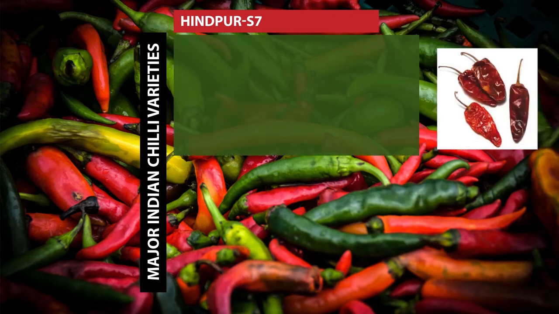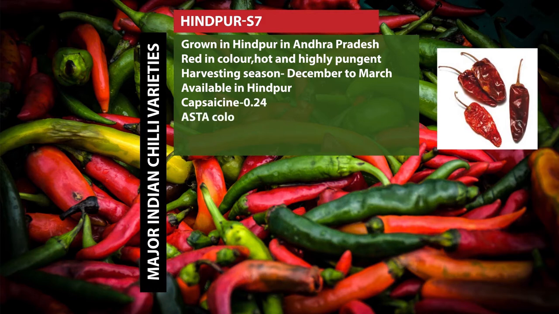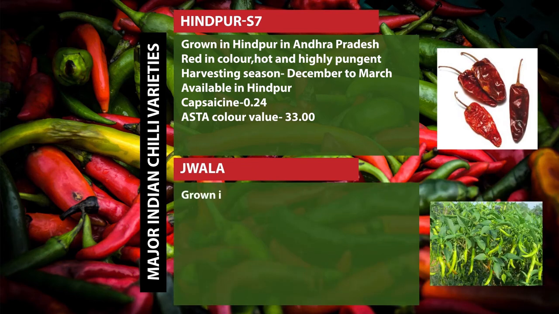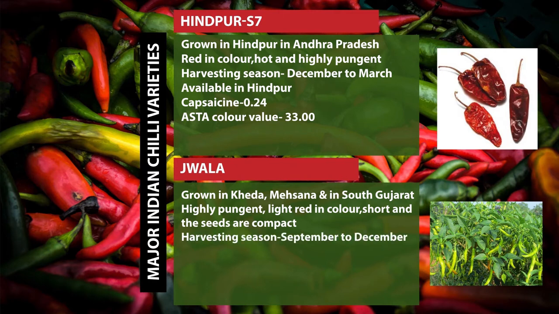Hindpur S7, grown in Hindpur in Andhra Pradesh. Red in colour, hot and highly pungent. Harvesting season, December to March. Available in Hindpur. Capsaicin 0.24. ASTA colour value 33.00. Jwala, grown in Kheda, Mehsana and in South Gujarat. Highly pungent, red in colour, short and the seeds are compact. Harvesting season, September to December. Available in Unjha market. Capsaicin 0.4%.